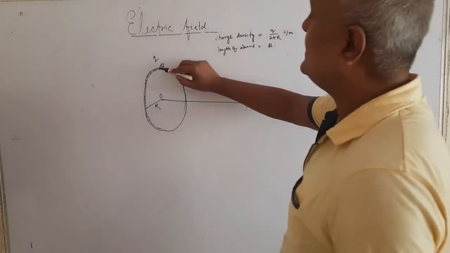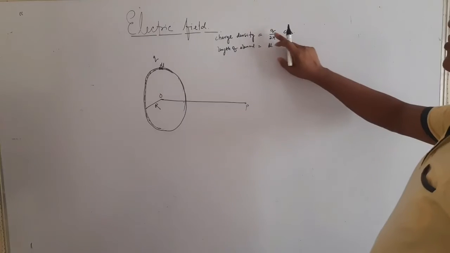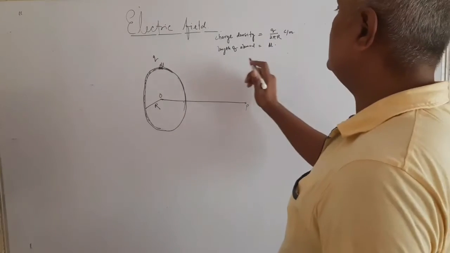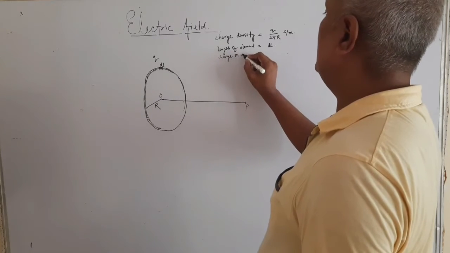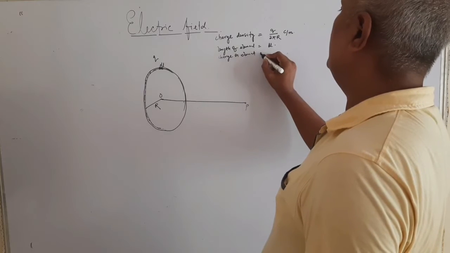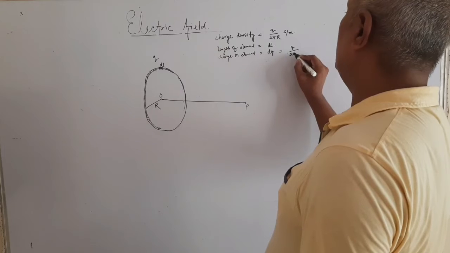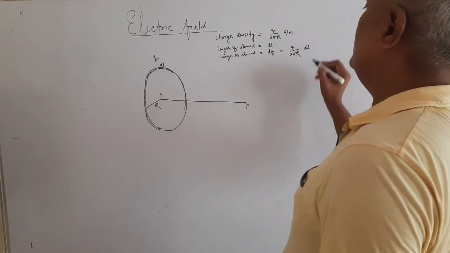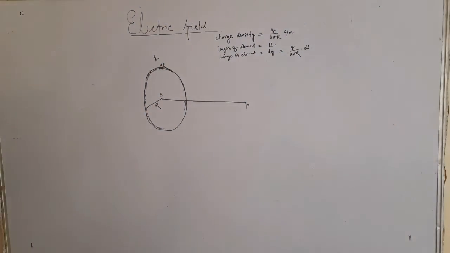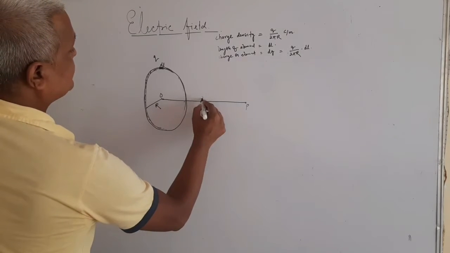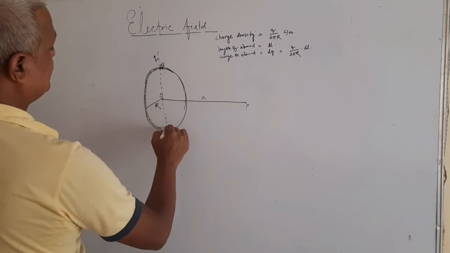Now what will be the charge on the length dl? If the charge on the whole periphery is q, then the charge on this element, which we write as dq, a tiny charge, will be q over 2 pi r into dl. Now we consider this as the x-axis, so you can assume that there is a y-axis going like this.